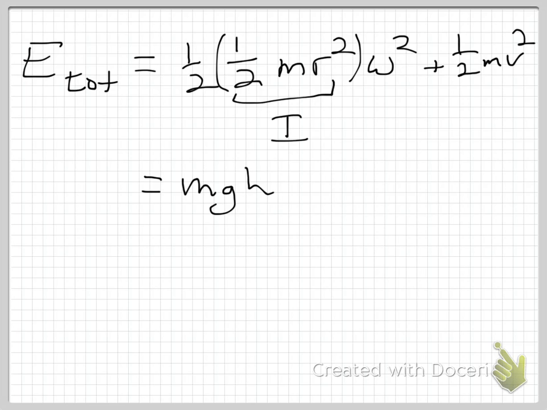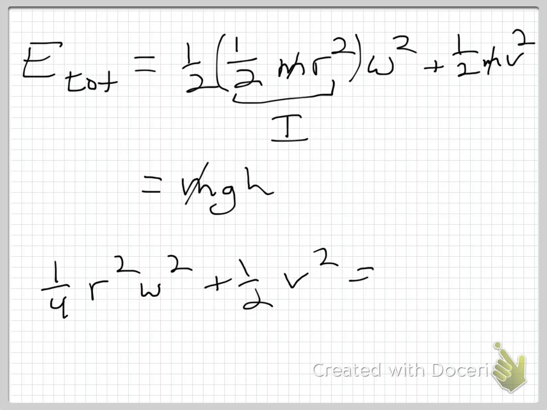Okay, so let me actually do some math here. Number one, you see there's a mass in every term. On the left side of my equation I have a mass, and then again on the right side I have a mass. So I'm going to get rid of those. And I get 1/4 r squared omega squared plus 1/2 v squared is equal to gh.